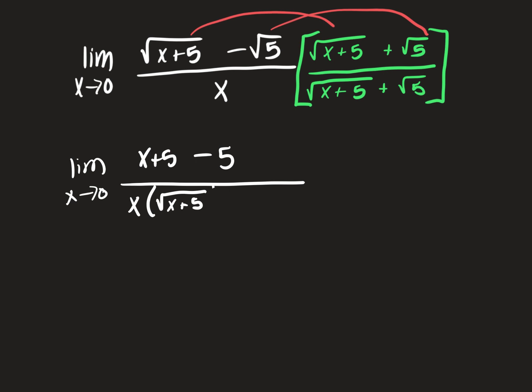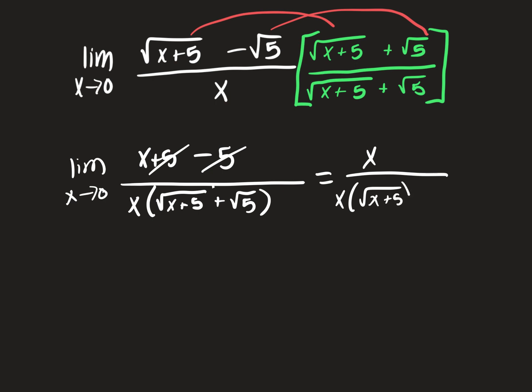Give me just a second. So then, on top you get x over that bottom part again, because the 5s cancel out. Then the x's cancel out, there'll be a 1 on top. I like this one.